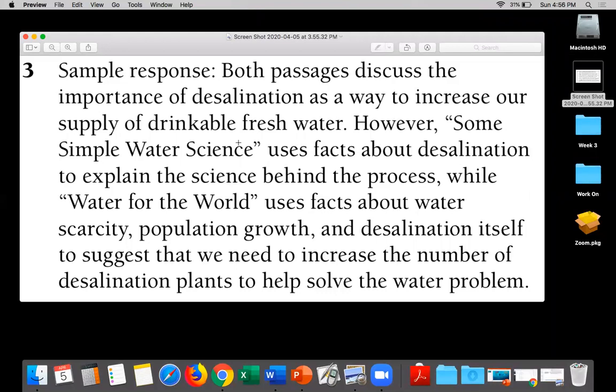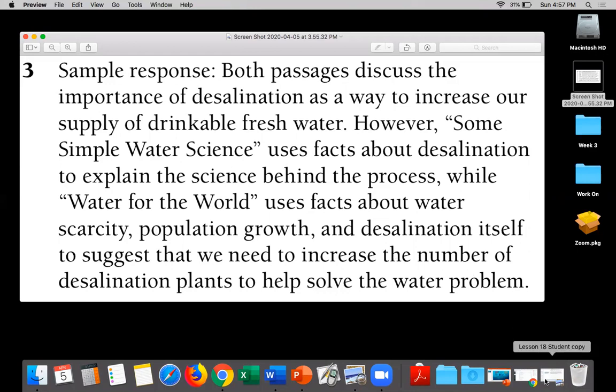However, Some Simple Water Science, the first article, uses facts about desalination to explain the science behind the process, while Water for the World uses facts about water scarcity, population growth, and desalination itself to suggest that we need to increase the number of desalination plants to help solve the water problem.